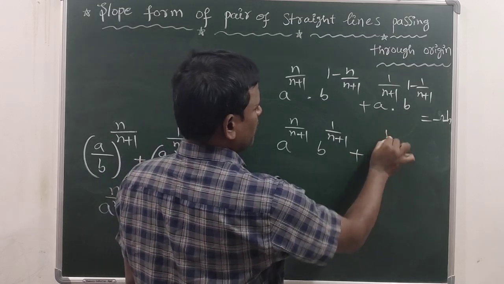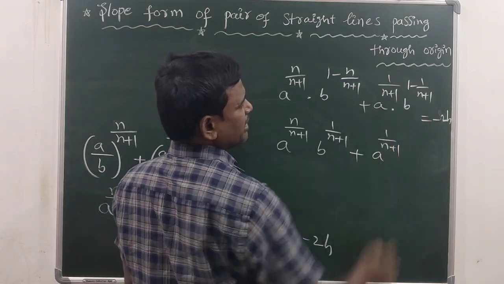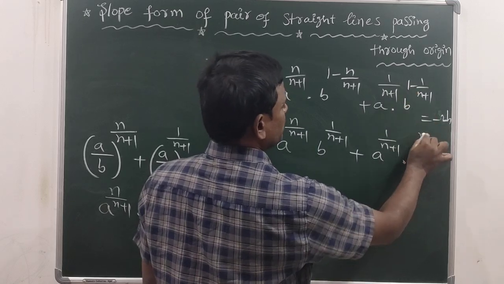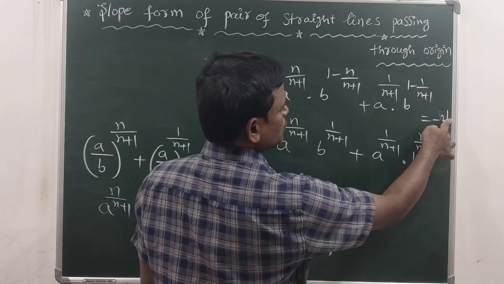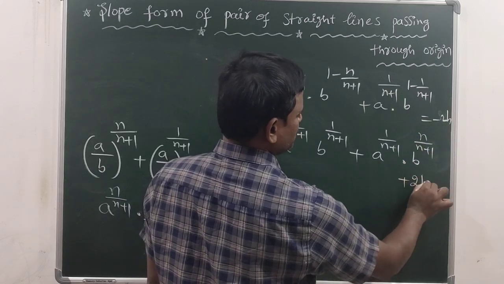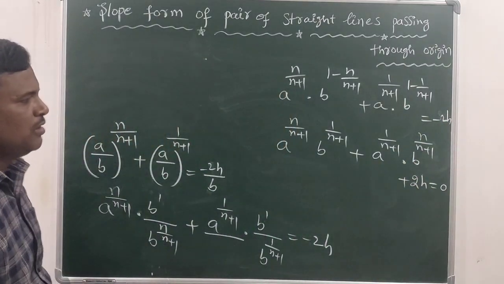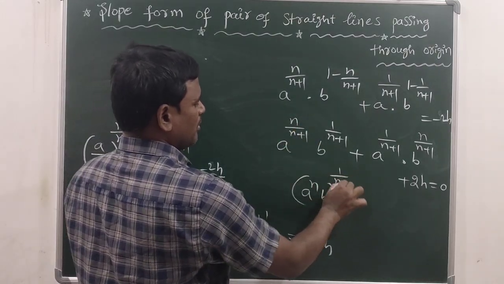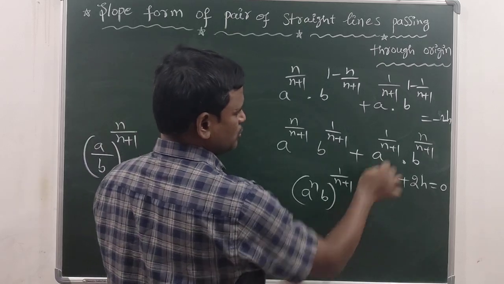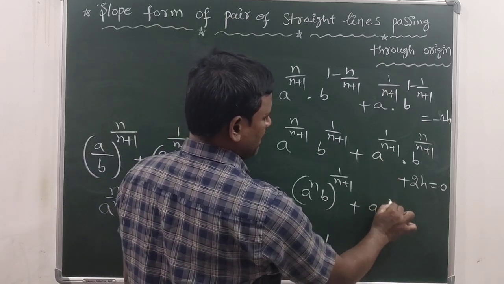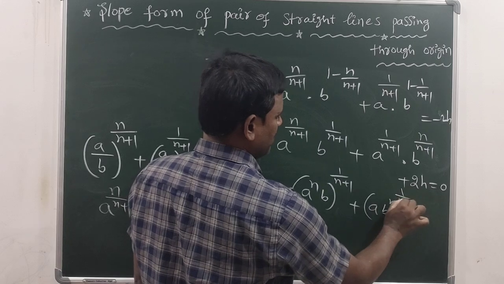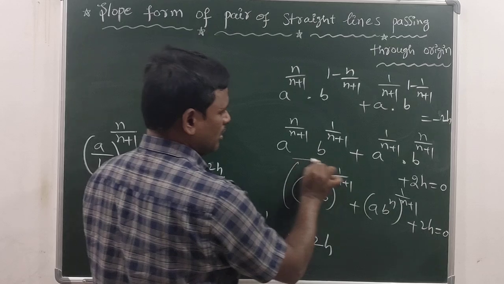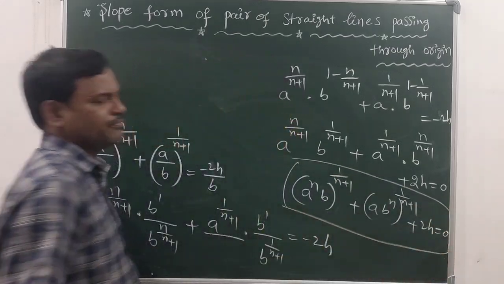Here also a power 1 by n plus 1, when you take cross multiplication, you get b power n by n plus 1. So bring this 2h to the left side, 2h equal to 0. This can be written as a power n b whole power 1 by n plus 1, and this is to be written as ab power n whole power 1 by n plus 1 plus 2h is equal to 0. Now you got your required relation.